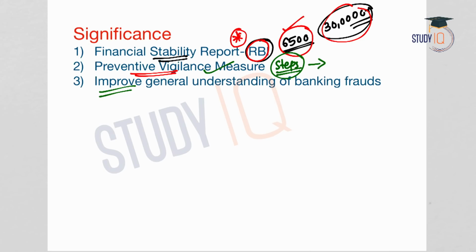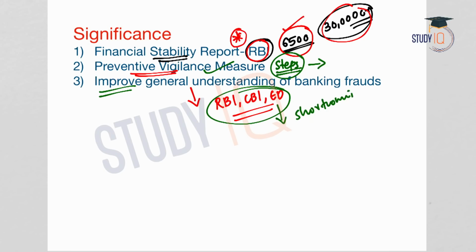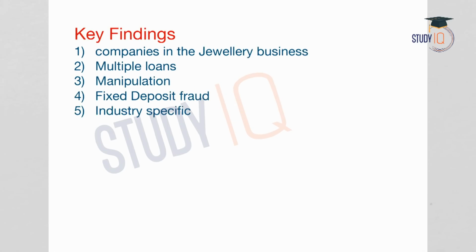Now, thirdly, this will also improve the general understanding of the banking frauds. The CVC has come up with a report that is open to the general public. It has also shared the report with the RBI, the CBI and also the ED. Different stakeholders will have more understanding of banking frauds, and this will make them aware of the existing lapses or shortcomings in the system. So once the shortcomings are understood and realized, measures can be taken to improve them. Now let us understand the key findings of the report.